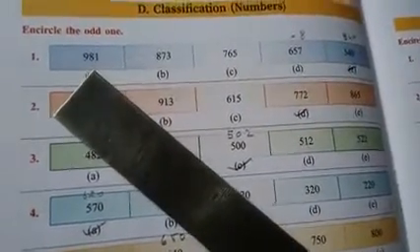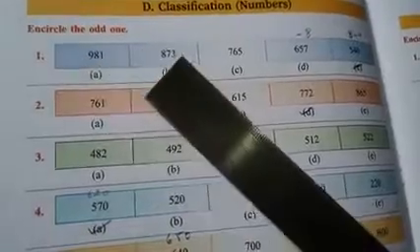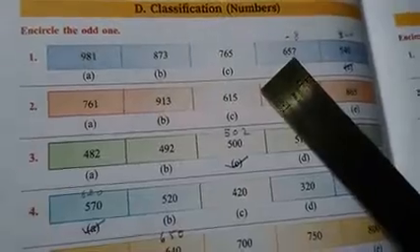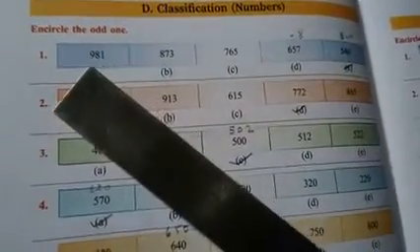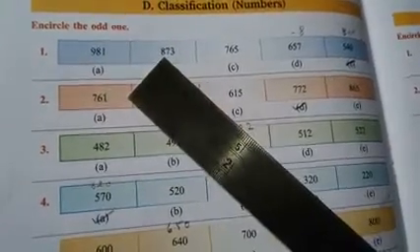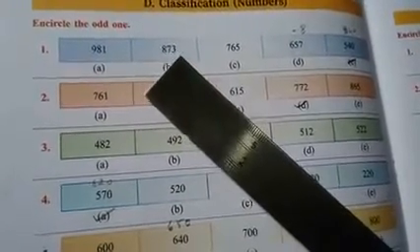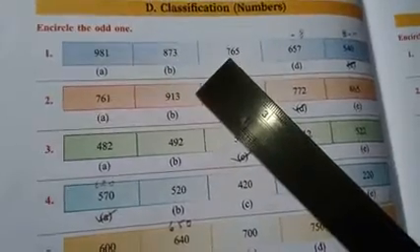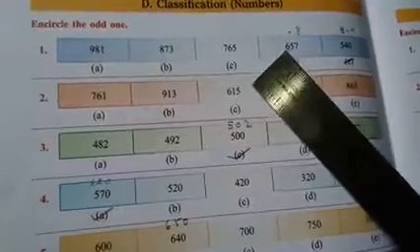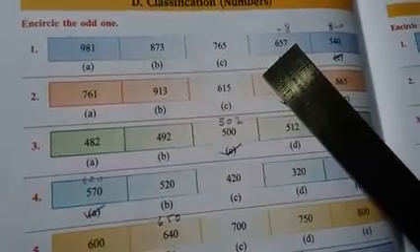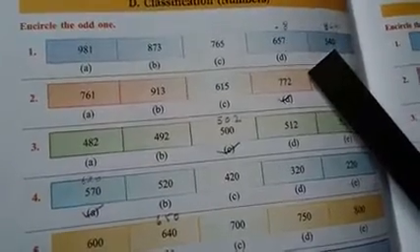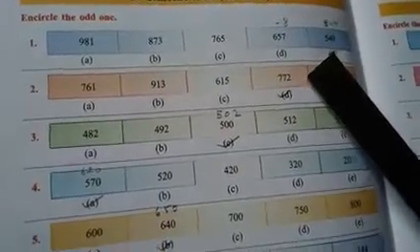So you can see the numbers 981, 873, 765, 657, 540. From 981, if we minus 8, the answer will be 873. From 873, if you do minus 8, the answer will be 765. Same way, if you do minus 8, the answer is 657. If we do minus 8, the answer is 549, not 540. So this is odd.